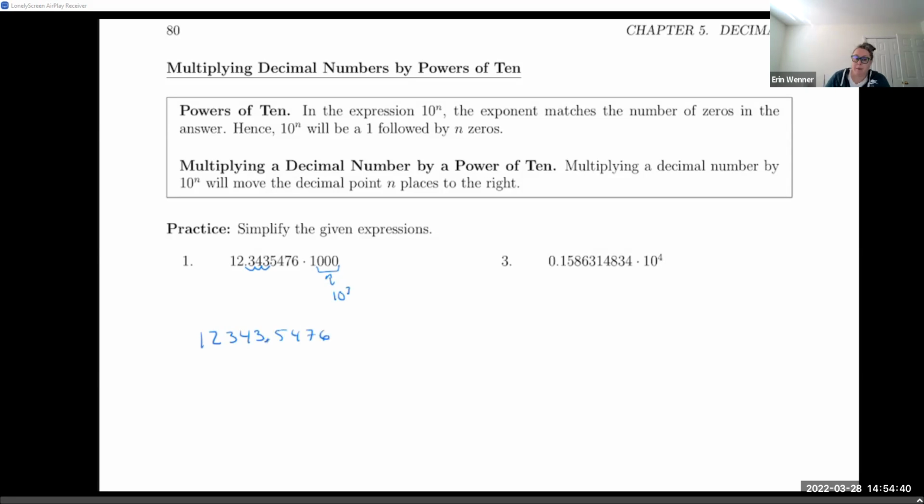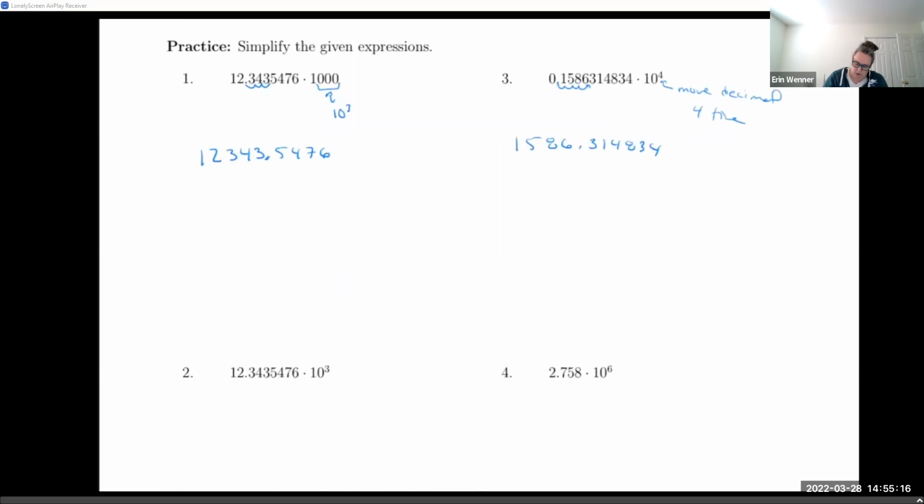So that's all that multiplying by powers of 10 does. It moves it that many times to the right. So in number 3, I've got an exponent of 4, which means we're going to move this decimal point 4 times. So we're going to go 1, 2, 3, 4. It ends up between the 6 and the 3. So we end up with 1,586.314834. Okay, so go ahead and do number 2, and we'll talk about number 4.